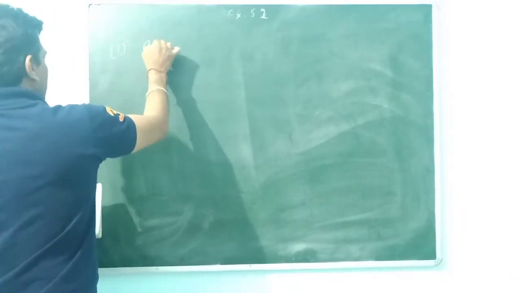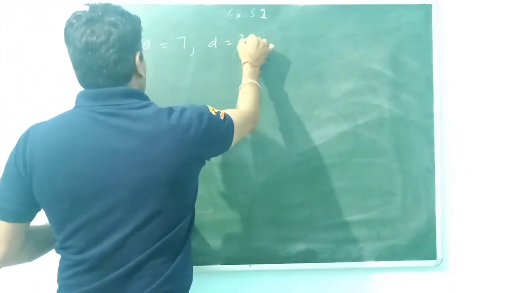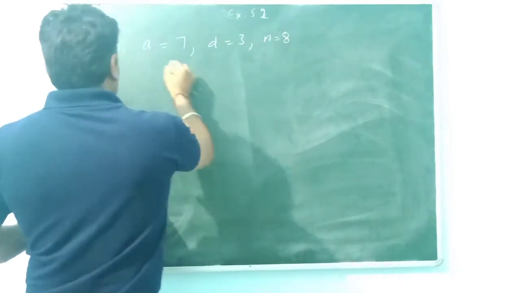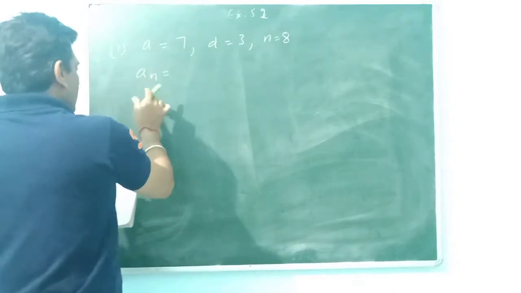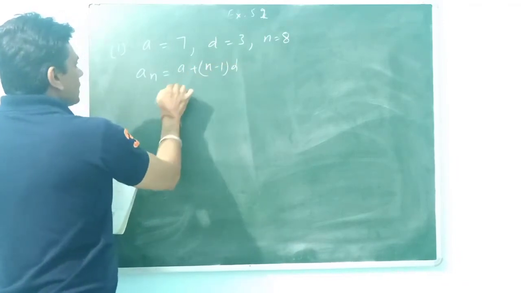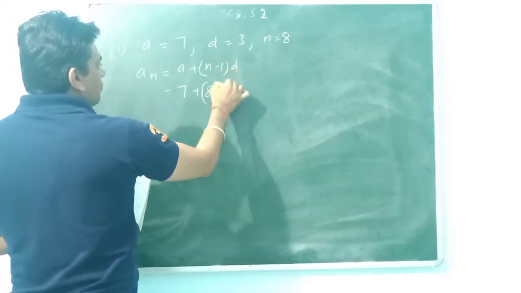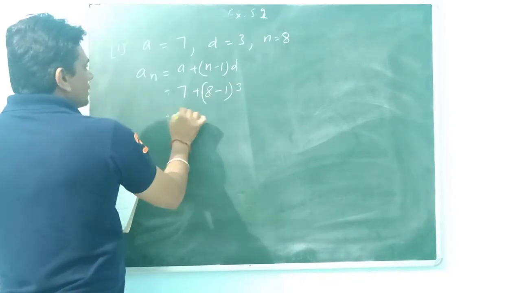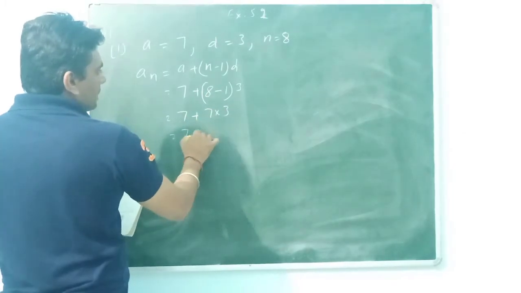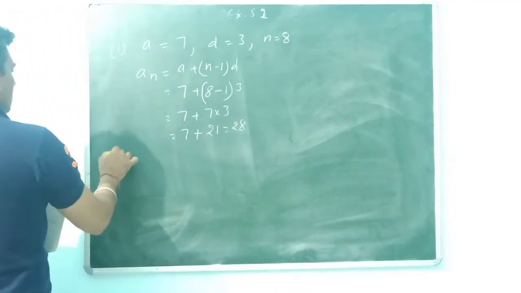Part first. A is 7, B is 3 and N is equal to 8. We have to find An. The formula for An, the nth term, is A plus N minus 1 into D. What is A? A is 7. What is N? N is 8, minus 1, into D, which is 3. 7 plus 8 minus 1, 7 into 3. 7 plus 7 times 3 is 21. This becomes 28.